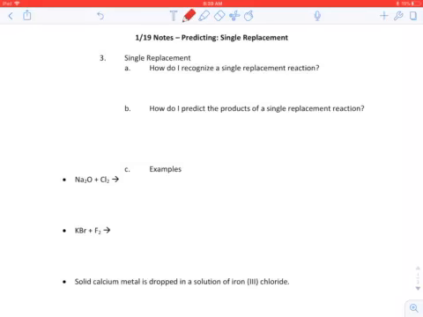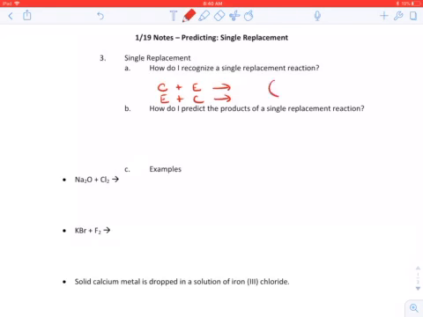Good morning, students. Today we're going to be talking about predicting products for single replacement reactions. So the first thing that we need to do is recognize that we have a single replacement so we can predict the products. The best way to do this is look and see we have a compound plus an element on the reactant side. It could also be written in the order of an element plus a compound.